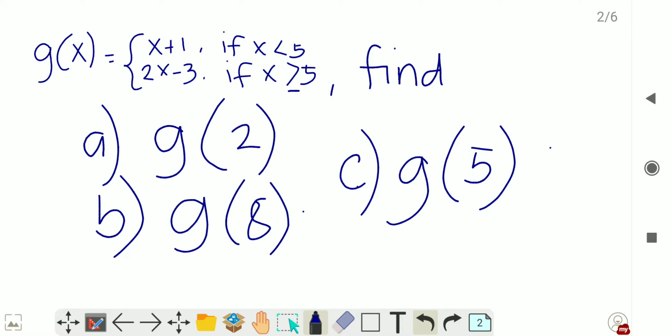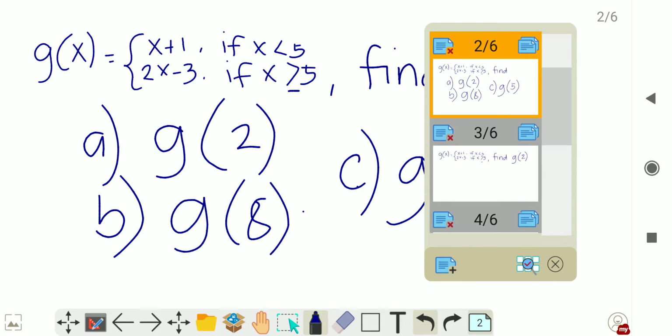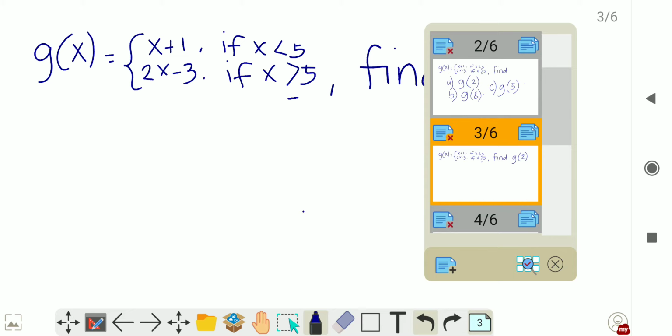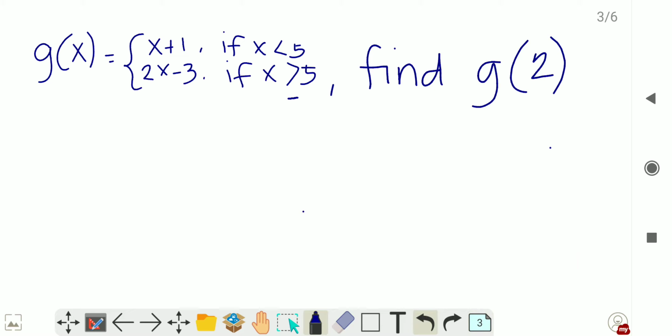Again, that's g of x equals x plus 1 if x is less than 5, and 2x minus 3 if x is greater than or equal to 5. And we are going to find g of 2, g of 8, and g of 5. So first, let's move to the first one. So we are given g of x equals x plus 1 if x is less than 5, and 2x minus 3 if x is greater than or equal to 5.